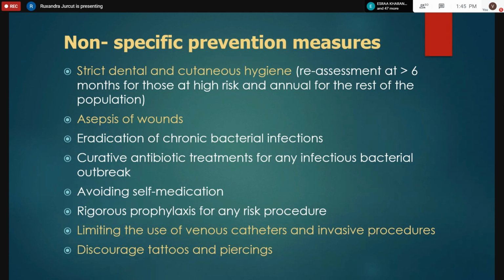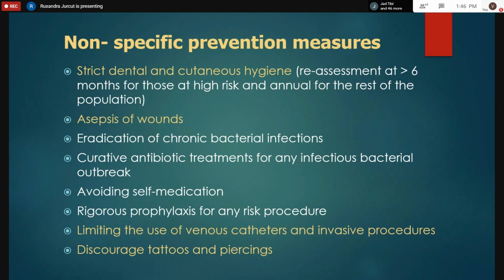There are some non-specific prevention measures, not antibiotics, just some things that you should teach the patients they should take care of. For example, strict dental and cutaneous hygiene, knowing that the germs can enter the blood if the patient has parodontosis, for example, and there is a lot of bleeding of the gums, and then you should tell the patient that they should have good dental hygiene, dental checkups, everything like that. If they are at risk and they have a wound, they should have very careful asepsia of the wound.